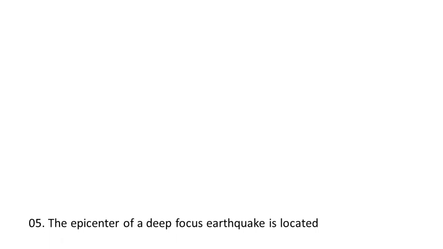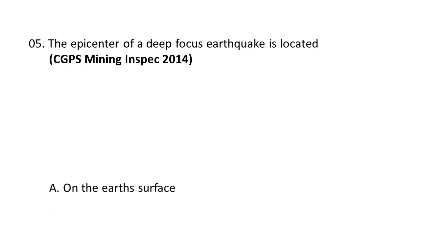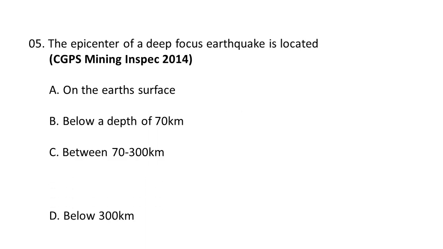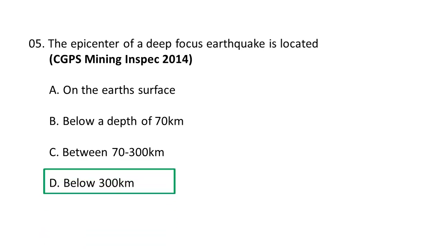Next question. The epicenter of a deep focus earthquake is located: A. On the earth's surface, B. Below a depth of 70 kilometers, C. Between 70 to 300 kilometers, and D. Below 300 kilometers. So the correct option is D, below 300 kilometers. The epicenter of a deep focus earthquake is located below 300 kilometers.